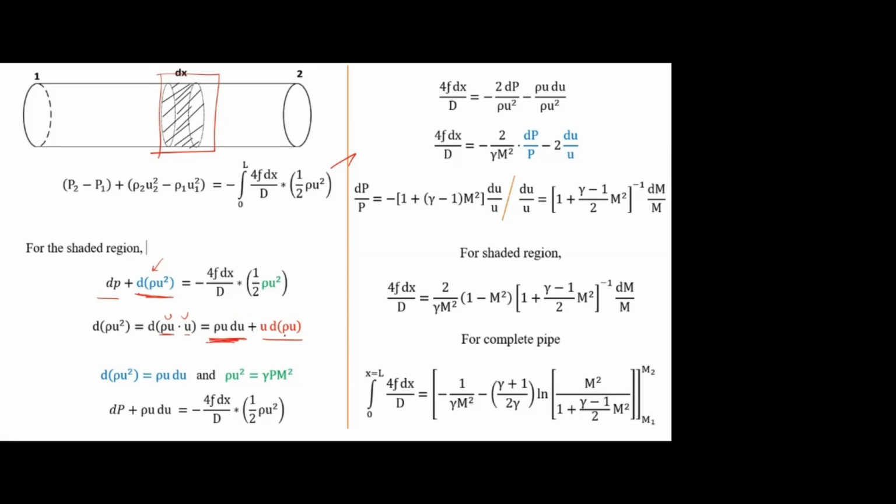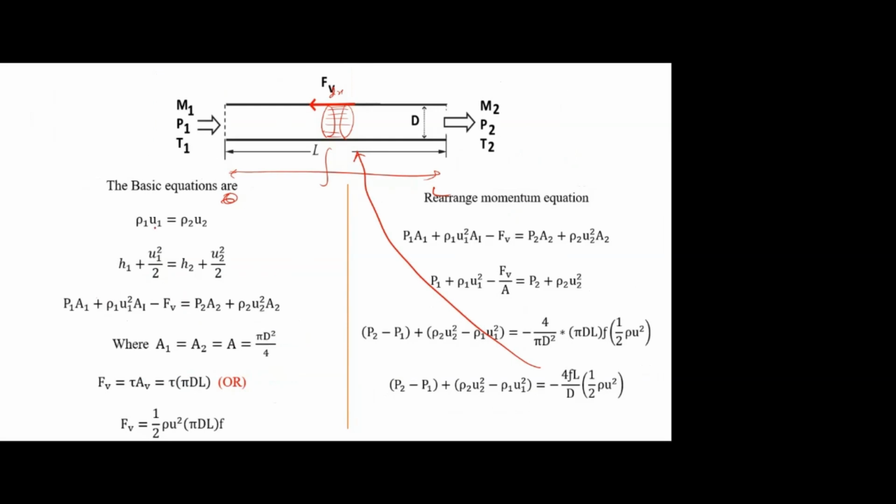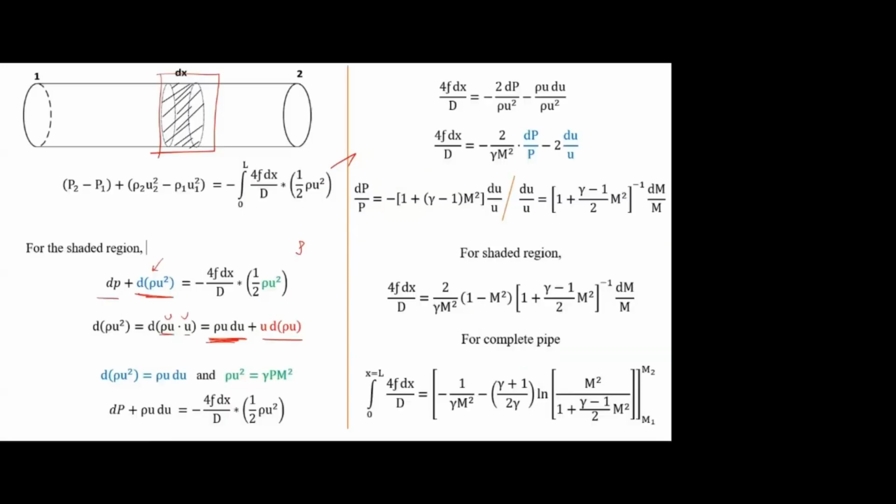This is fine, but here, just now we wrote the continuity equation: rho 1 u1 is equal to rho 2 u2 is equal to constant. So using that, this is constant and the differentiation of a constant is 0, so this term will be 0. Is that clear? Yes, sir. So instead of d of rho u square, I can take only rho u du.